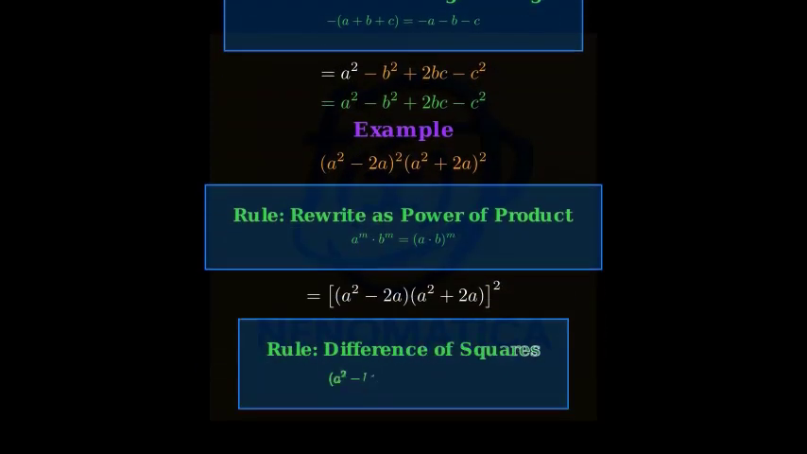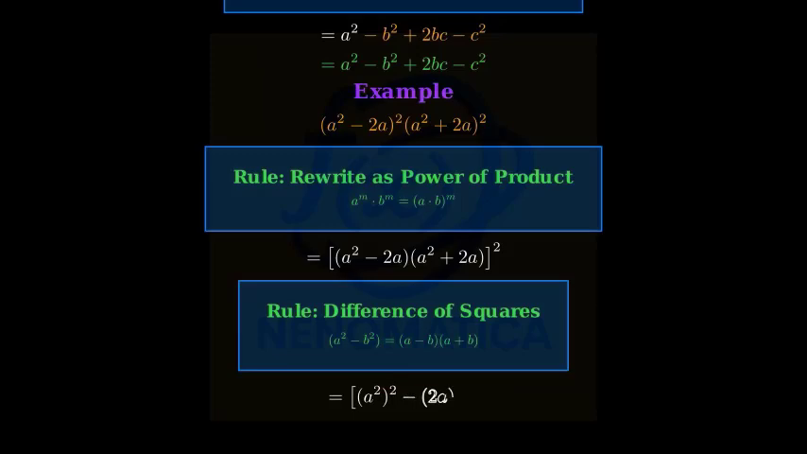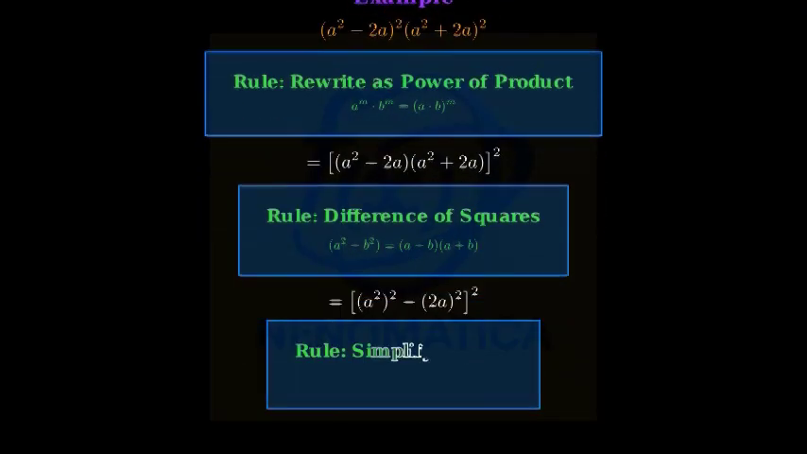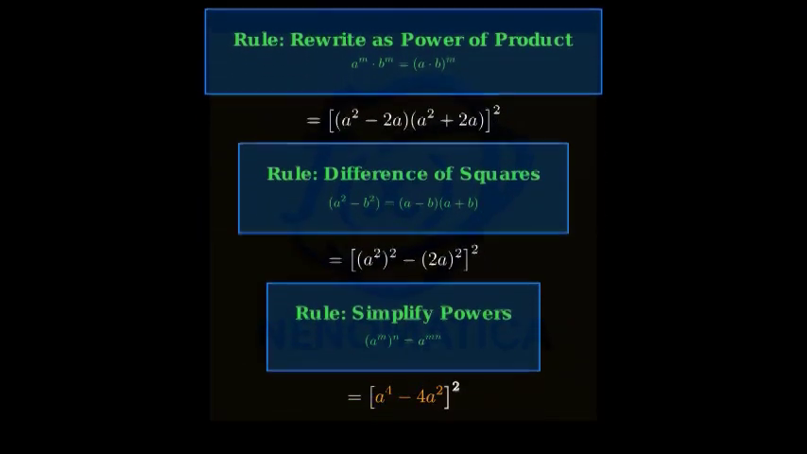Now, let's focus on the inner product. We have (a² - 2a)(a² + 2a). This is a difference of squares pattern where we can use the formula a² - b² = (a - b)(a + b). Here, a² is our a term and 2a is our b term. Let's simplify the powers inside the bracket. (a²)² equals a⁴, and (2a)² equals 4a².